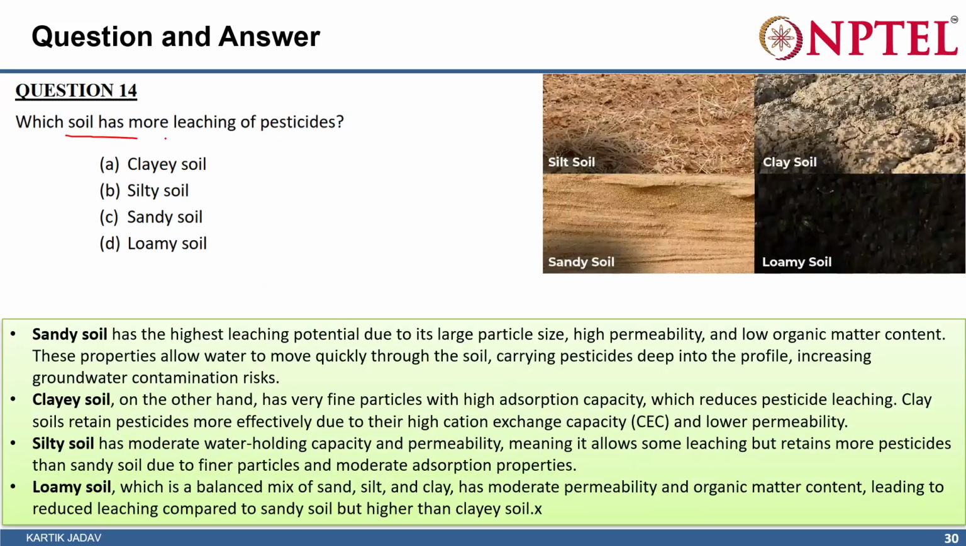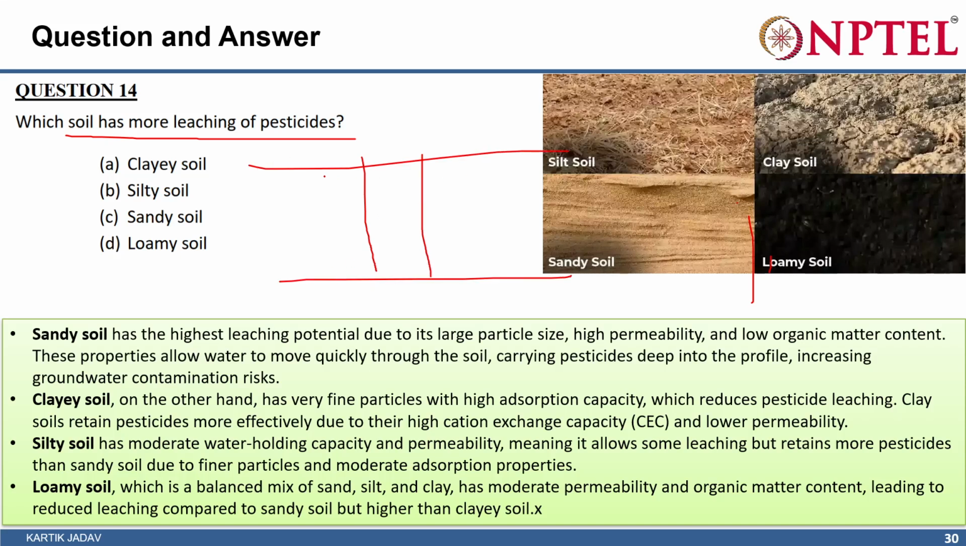Question number 14. Which soil has more leaching of pesticides? You know that a pesticide is a chemical that we generally use to kill harmful pests, right? Insects available in the soil. And if we talk about leaching, what is leaching? Leaching is generally the movement of chemicals into the groundwater, right? So suppose this is our agricultural soil. This is the topsoil layer, right? Agricultural soil, and we have grown various crops.